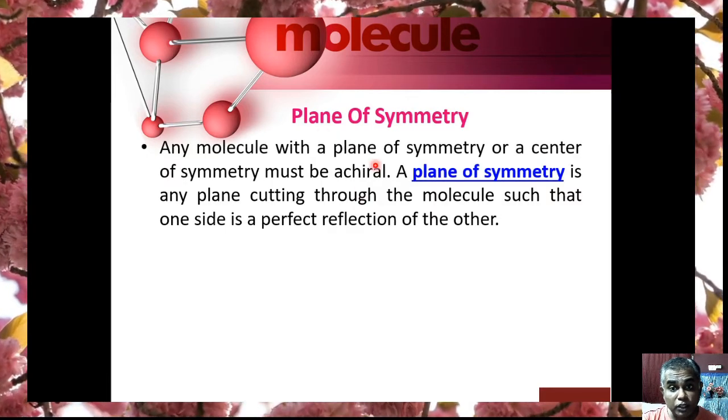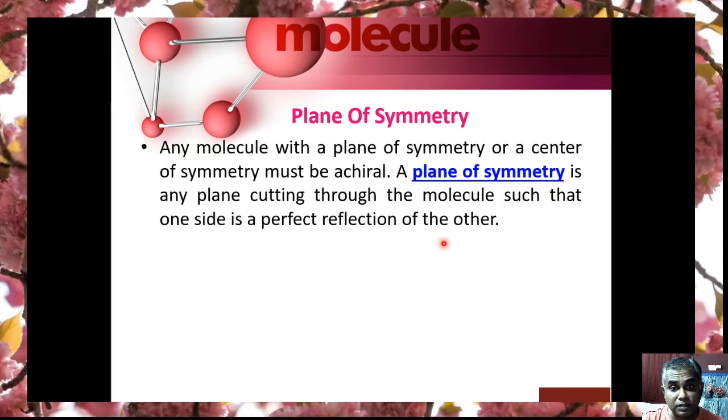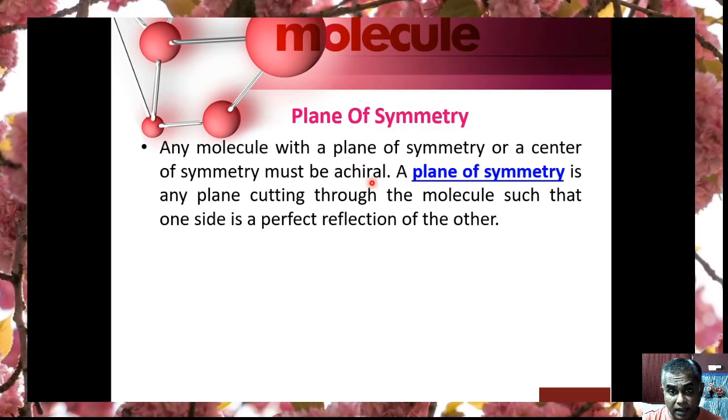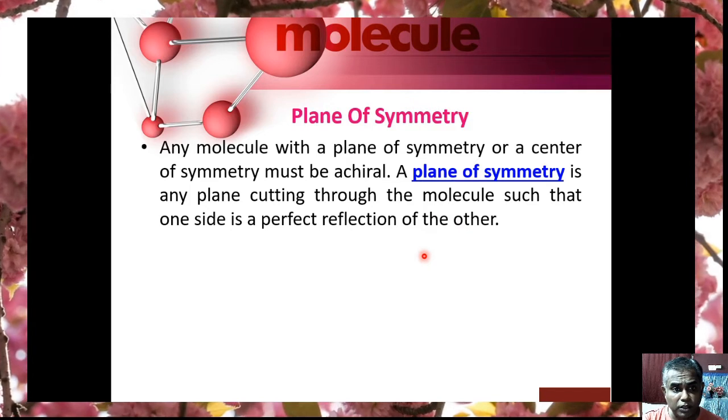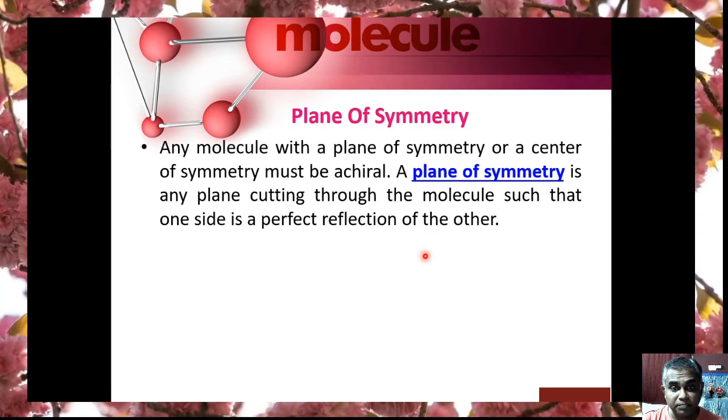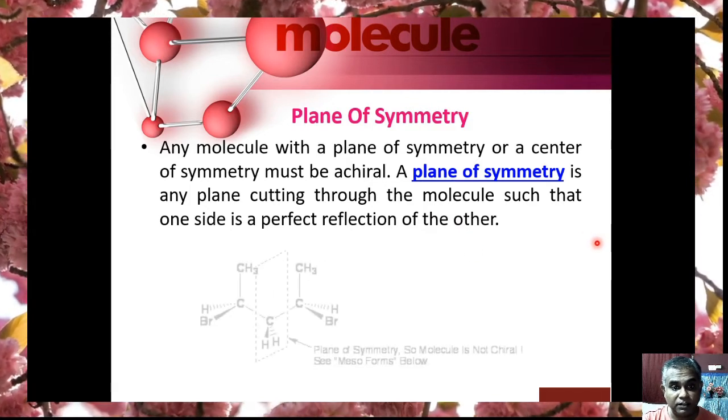So any molecule with a plane of symmetry or a center of symmetry must be achiral. A plane of symmetry is any plane cutting through the molecule such that one side is a perfect reflection of the other.